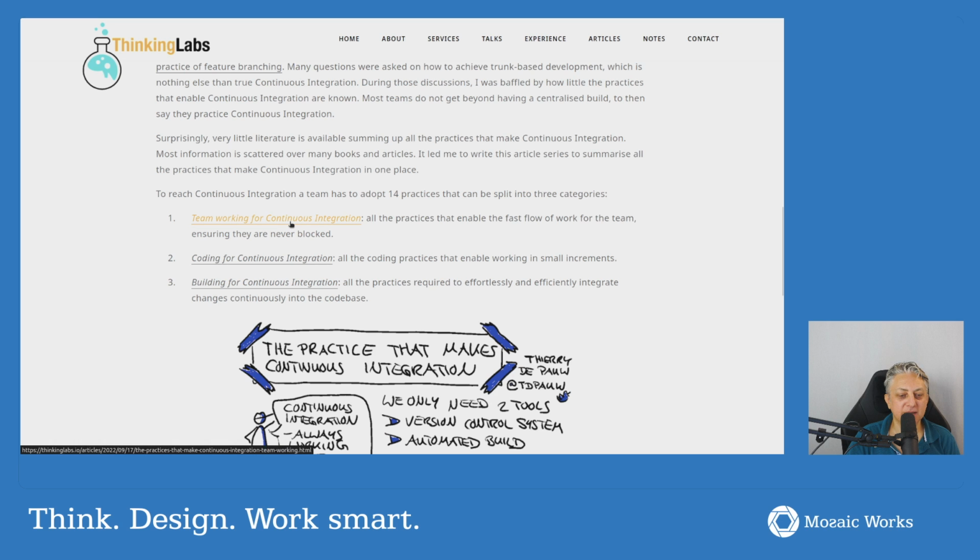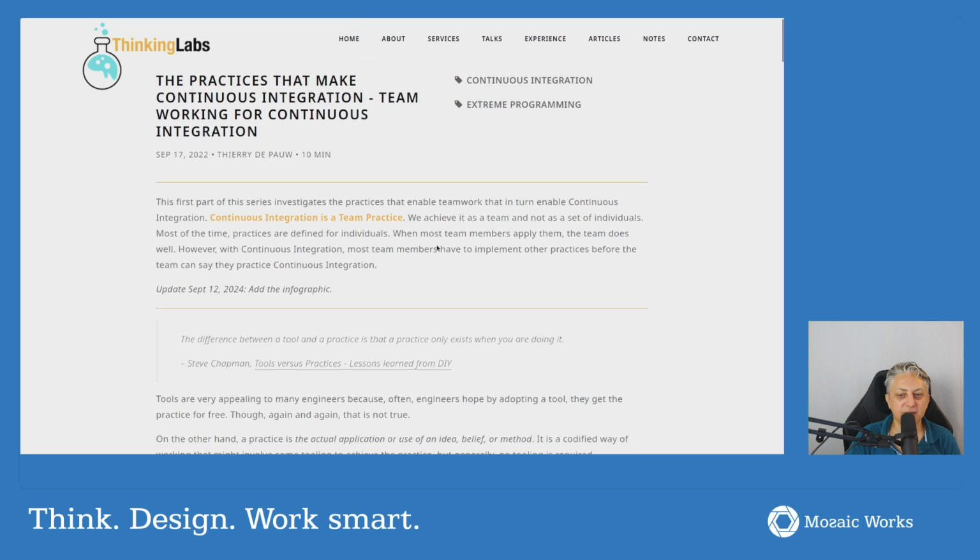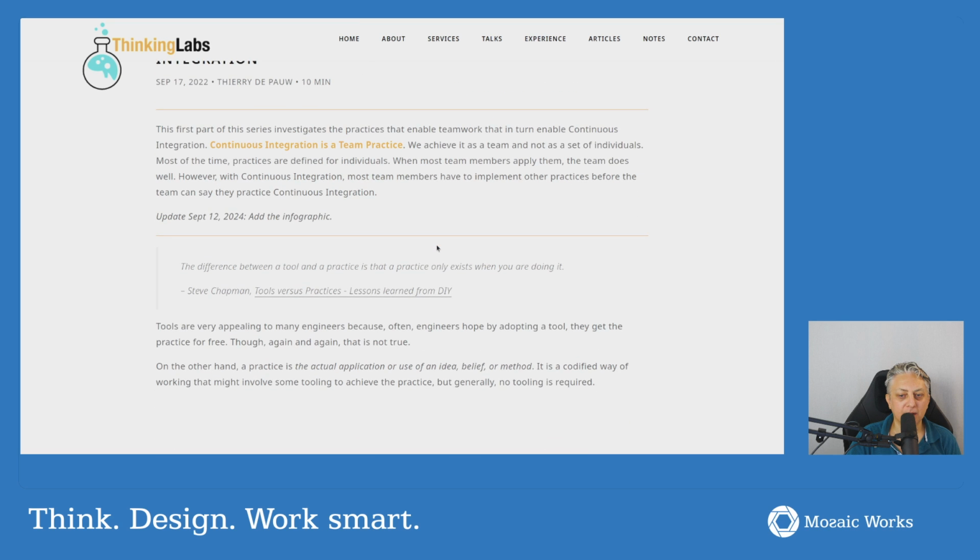The first set is teamwork. Teamworking for continuous integration. The first part of this series, okay, practices that enable teamwork that in turn enable continuous integration. Continuous integration is a team practice. We achieve it as a team and not as a set of individuals.